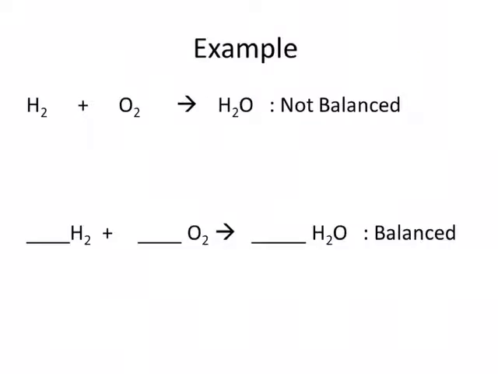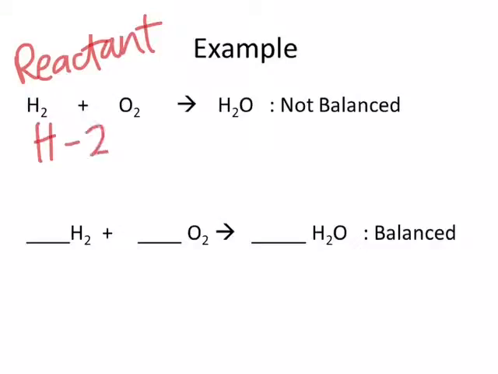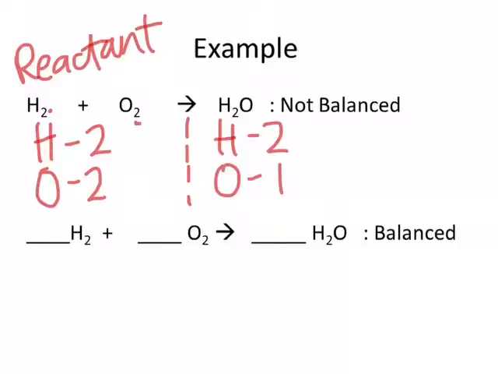So here's an example equation. This is saying hydrogen plus oxygen yields water. On the reactant side, which is here to the left of the arrow, there are 2 hydrogens and 2 oxygens. I got that from the subscripts on each of them. There are no coefficients, and so I don't do any multiplying. On the product side, there are 2 hydrogens, but only 1 oxygen. So this equation right now is not balanced because whatever you put in is not coming out.